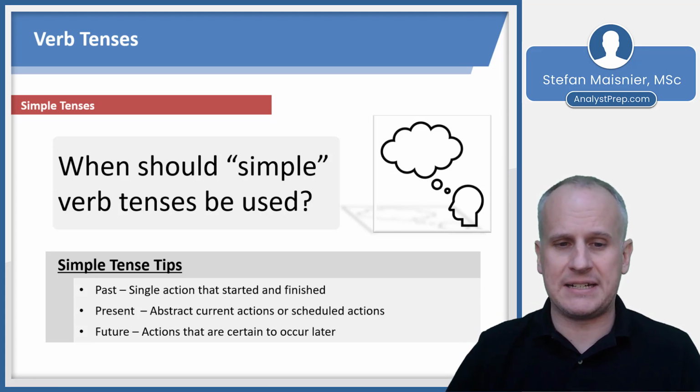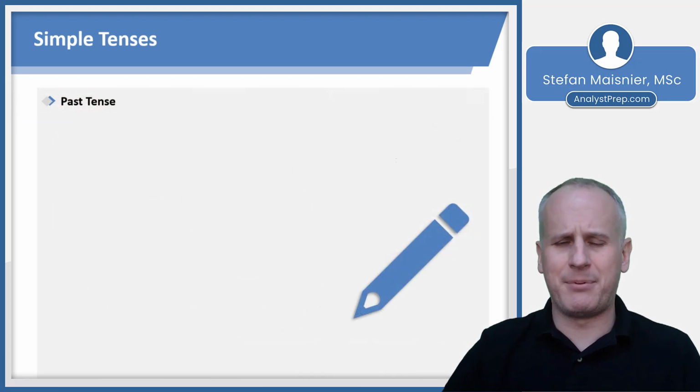So let's look at some examples of past tense, starting with Carlo was content. Simple enough, it's just what Carlo was.